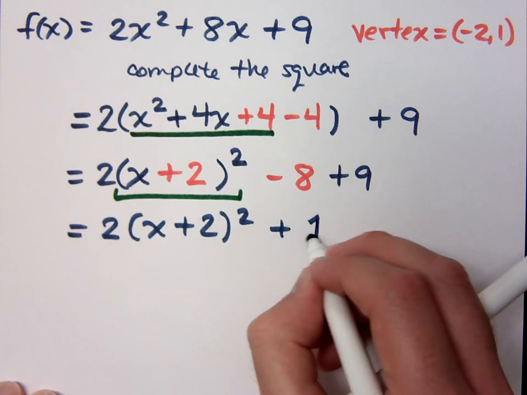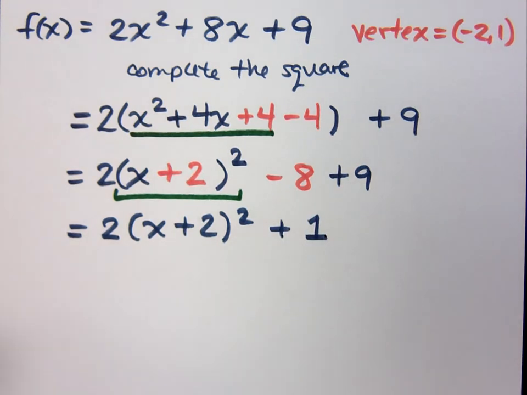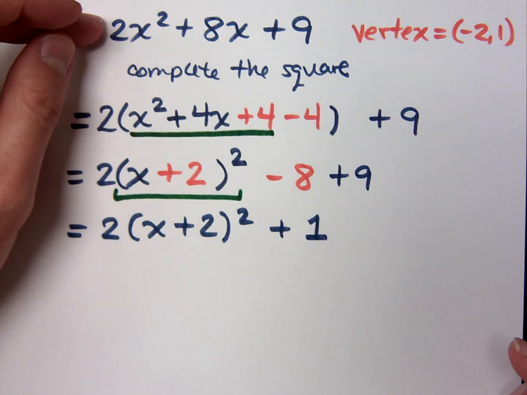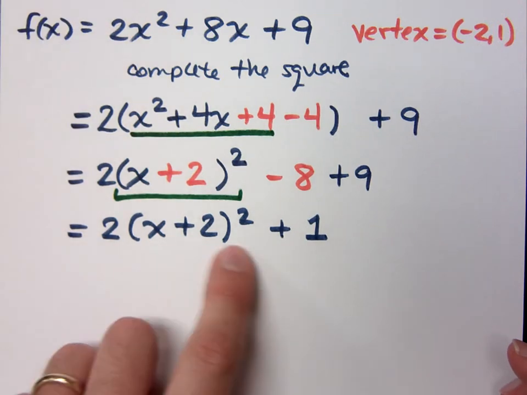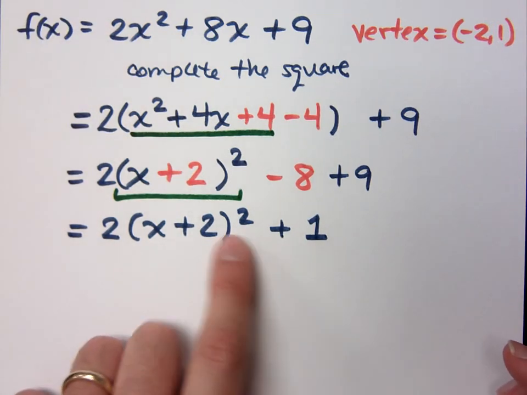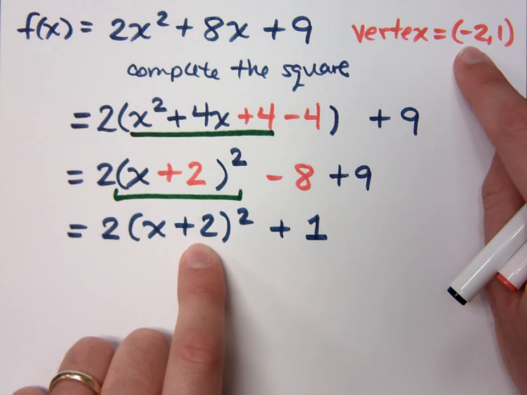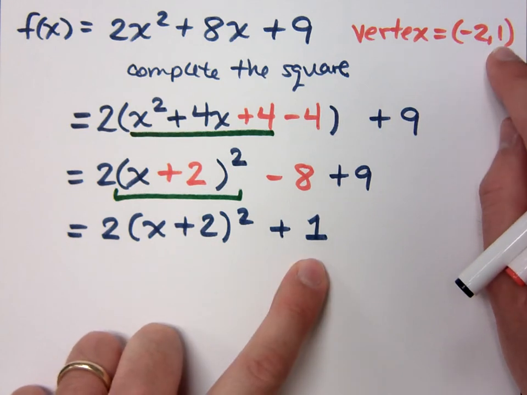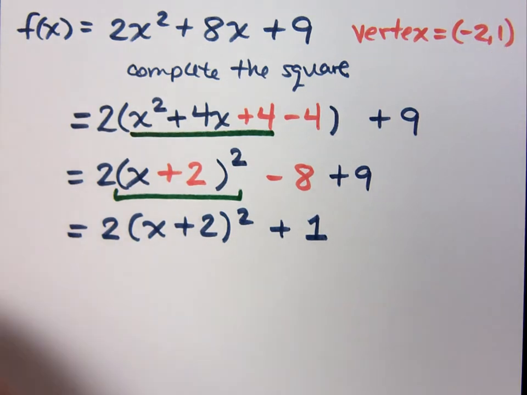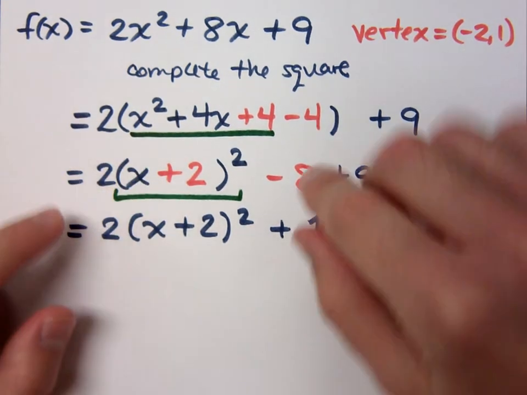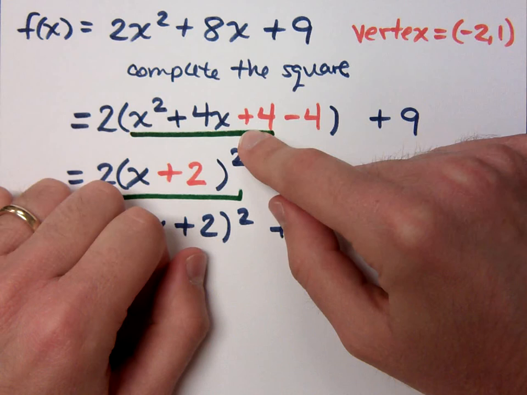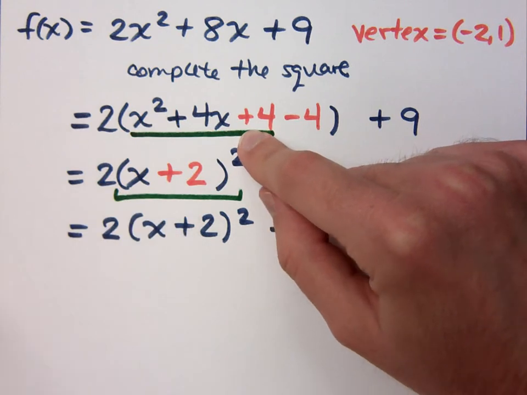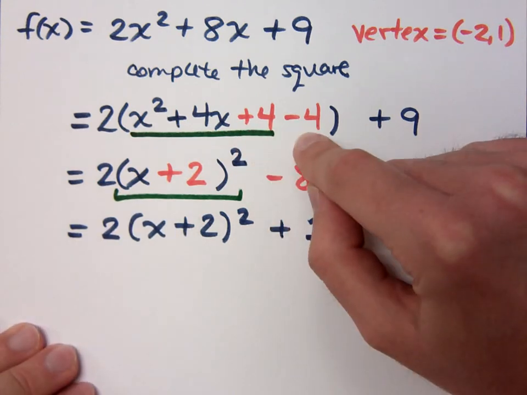Look what I did. I went from the quadratic function to something that was in that vertex form, right? Does this match up with your vertex being negative 2, positive 1? Yep. It does. So let me just recap what we did here. I completed this square by putting in a plus 4, right? But if I just put in a plus 4, that changes the problem unless I also take it away.